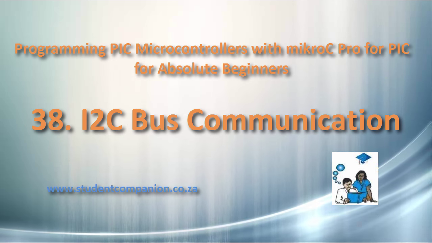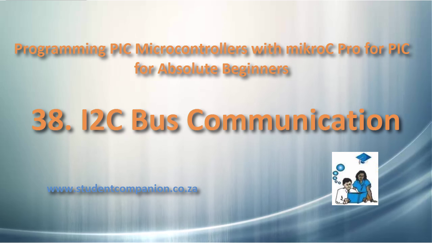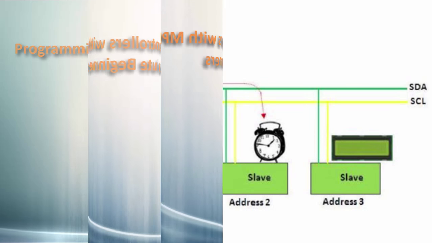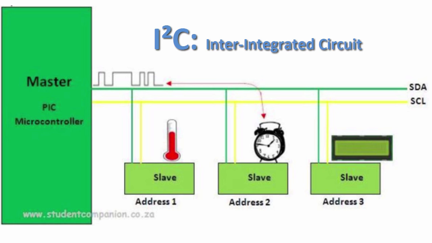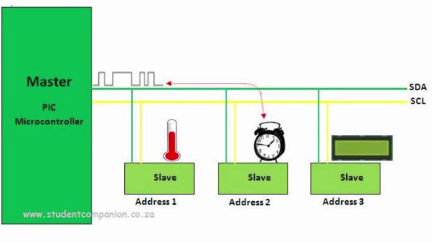This is tutorial 38, the I2C communication with PIC microcontroller. The I2C was created by Philips Semiconductors for use in communication of peripheral devices within a TV set and is commonly written as I2C. The I2C stands for Integrated Circuit and allows communications of data between I2C devices over two wires. The I2C is sometimes called two-wire interface.